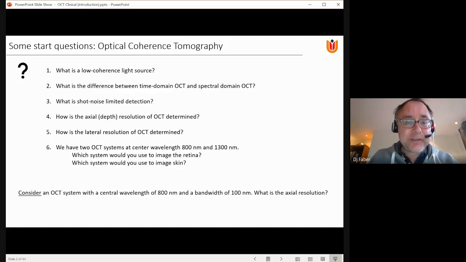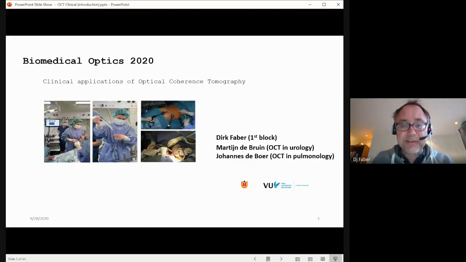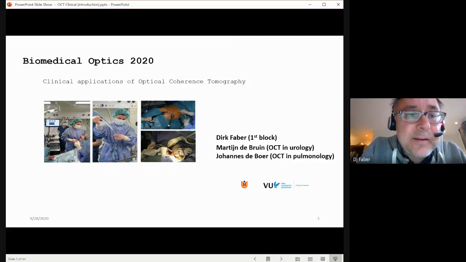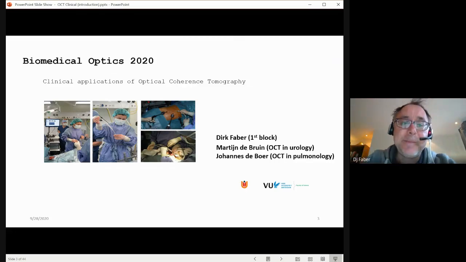Okay, I'm going to skip these for now. So this is what we'll be doing today. In the first block, I'll dwell a little bit more on the questions that I just tried to ask, just to make sure that you're prepared for the next two blocks, which is Martijn de Bruin, who's going to talk about OCT clinically applied in the urology clinic, and Johannes, who you already know, is going to talk about OCT in pulmonology, and I think he has some other applications as well.